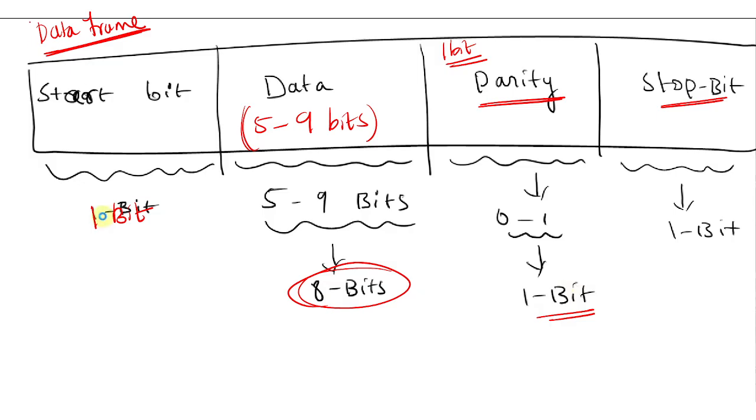So this is normally what we call a data frame. You have start bit, that is one bit. Data bit can be 5 to 9 bits. Mostly we will prefer 8 bits of data. 8 bits of data means what? One byte. And parity bit can be either 0 or 1, and the next one is stop bit. You are sending 8 bit. This is a data frame.